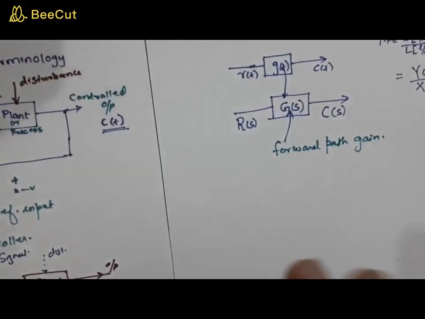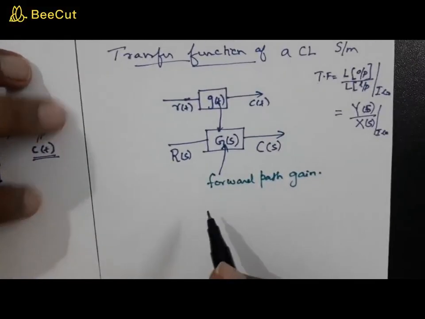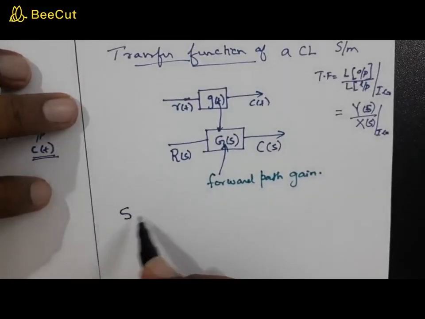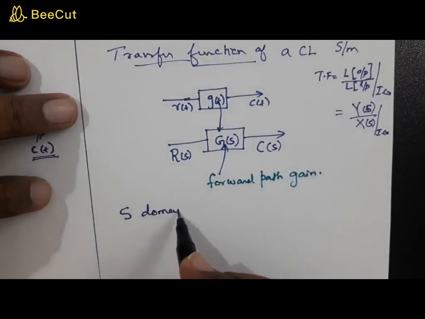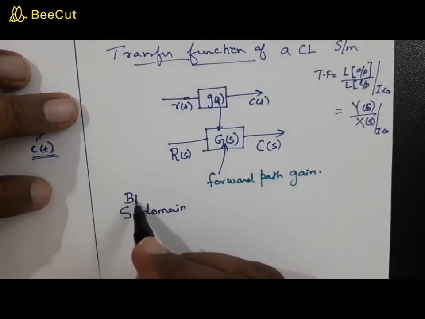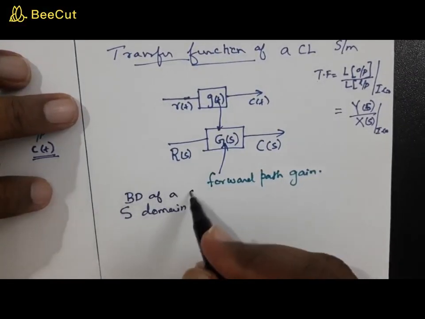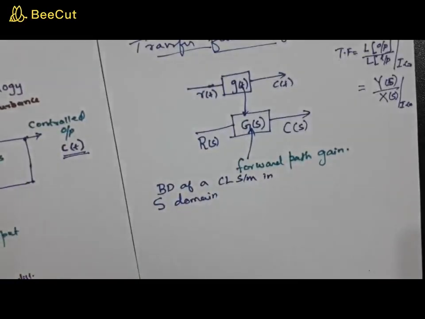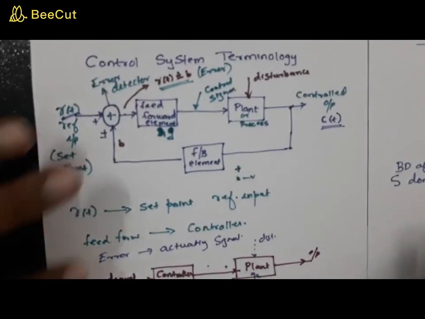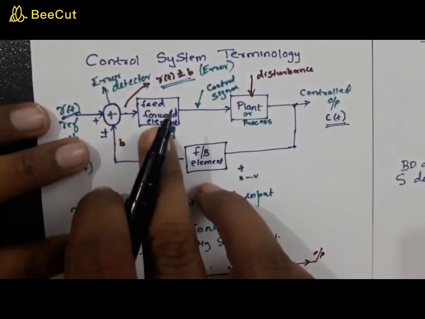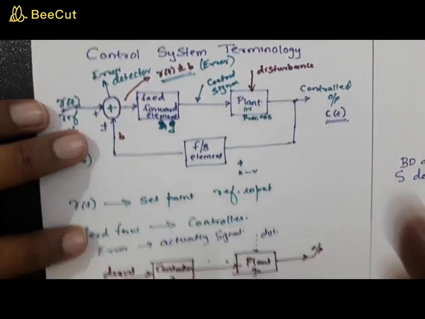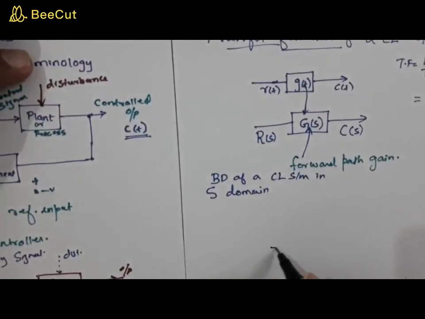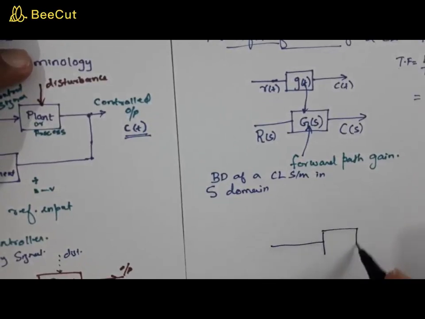Now, keeping this in mind, you can have an S domain, or a block diagram of a closed loop system in the S domain. So okay, now you can combine these together. So this is G1, let us call this G2. In this case, you combine these together so that you get what? G of S.